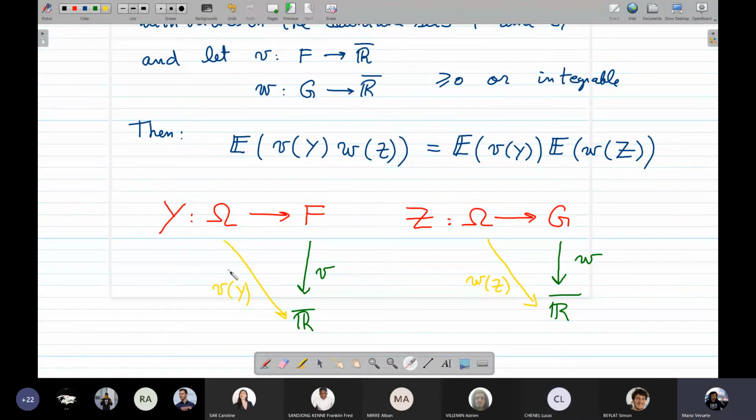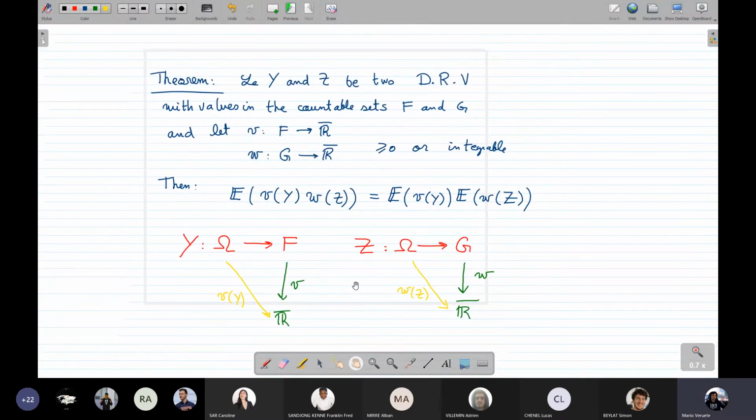So you have the product of this one with this one. The expectation of the product of these two random variables is simply the product of the expectations. Any question about this theorem?